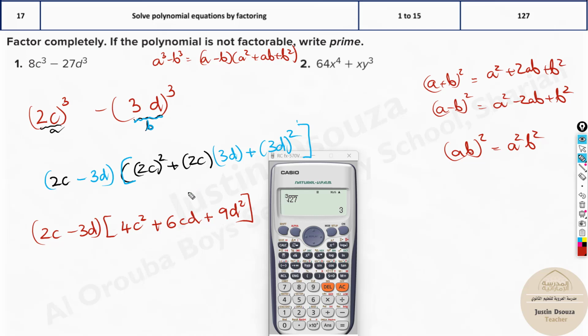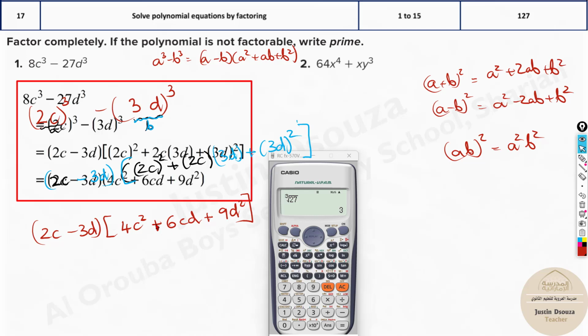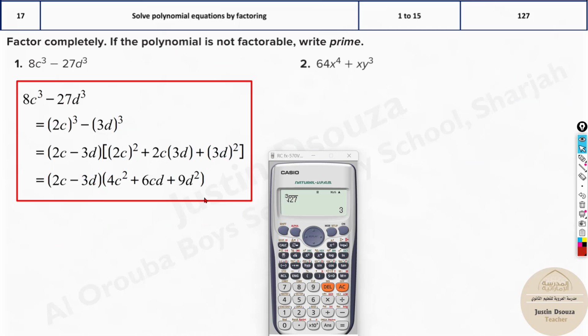I think so. This is enough. Let's just check the answer because we have simplified it, factored it out. Yeah, that's it. Because you can't take any common. Say 2 is common in these two, 3 is common, we can simplify. We have used the formula. We have factored it out, and that's the answer.